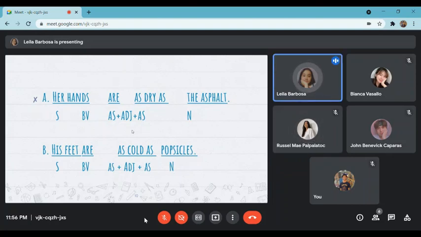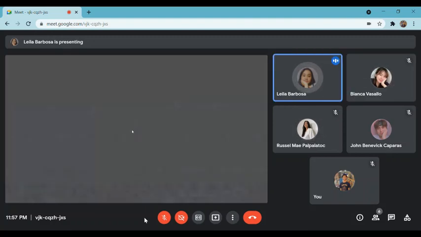Okay, that's very good. For letter B, who would like to read? Ma'am, yes, Bianca. His feet are as cold as popsicles. Can you identify the sentence structure of this example? Okay. His feet is the subject, are is the be verb, as cold as is the as plus adjective plus as, and popsicles is the noun. Okay, very good. Is that comparative form clear to you? Yes, ma'am. Okay, so let's proceed to our next comparative form.